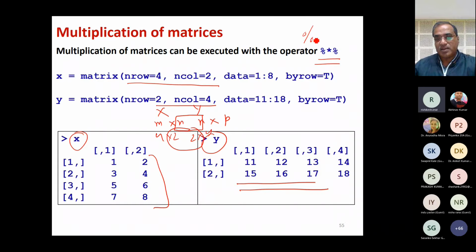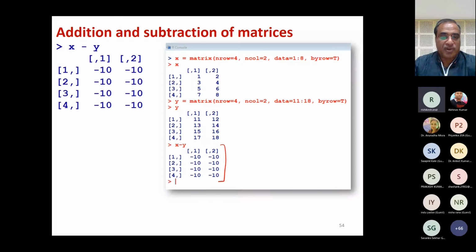The sign here is percentage star percentage. And I want you to be watchful and careful that if you use only star, then the element-wise multiplication is going to happen. For example, if you simply write X star Y, then this 1 and this 11 are going to be multiplied, and simply this 8 and 18 are going to be multiplied.